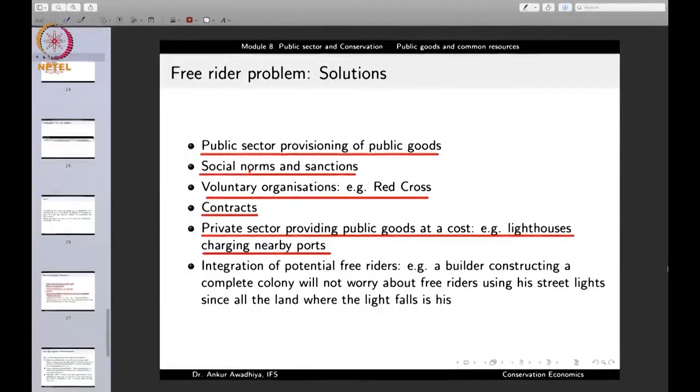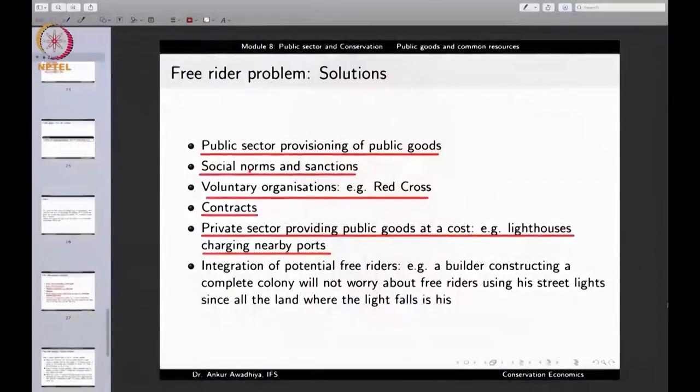Or integration of the potential free riders. A builder who is constructing a complete colony will not worry about free riders using his street lights, since all the land where the light is falling is his. So street lights are also public goods, because you cannot exclude people from using it, and they are non-rival in consumption. But if nobody pays for the street lights, then what will happen? There will be no street lights. So either the government can provide for the street lights or the builder can provide for the street lights. And when the builder provides for the street lights, then there is no issue of free riders because the land that is being lighted also belongs to the builder. So in this case, the integration of potential free riders can solve the problem.